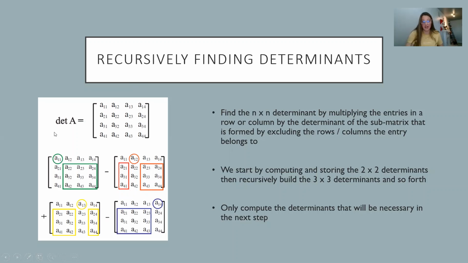So let's look at this graphic to the left, right? And if we're trying to find the determinant of this matrix A, and let's say we choose the first row, we would take A11 and we'd multiply that by the determinant of the submatrix here in green. We'd subtract that by A12 multiplied by the determinant of the red submatrix, and so on. So what our method does is it first computes and stores the 2 by 2 determinants, and then it recursively builds upon that. But the key here is that we're only computing the determinants that we need for the next step in the recursion. So again, in this graphic, instead of computing all of the 3 by 3 determinants, we would only be computing the 4 that are outlined here.